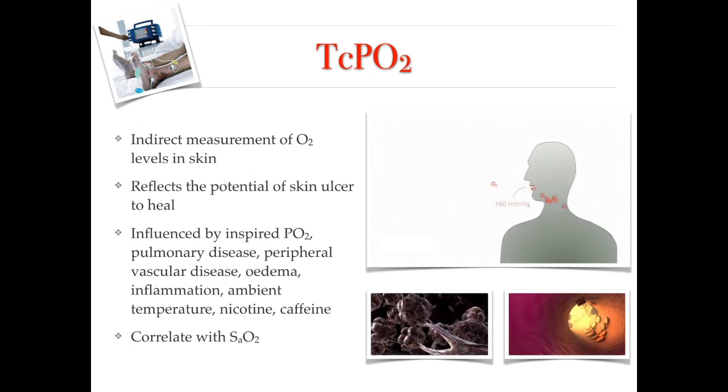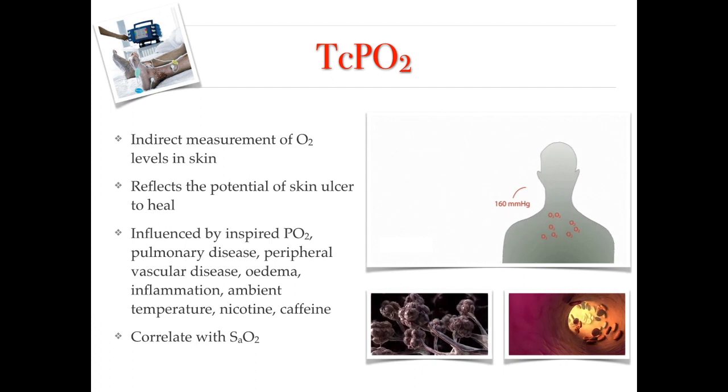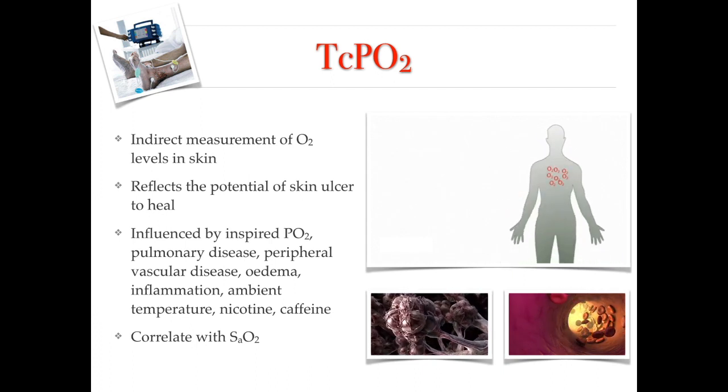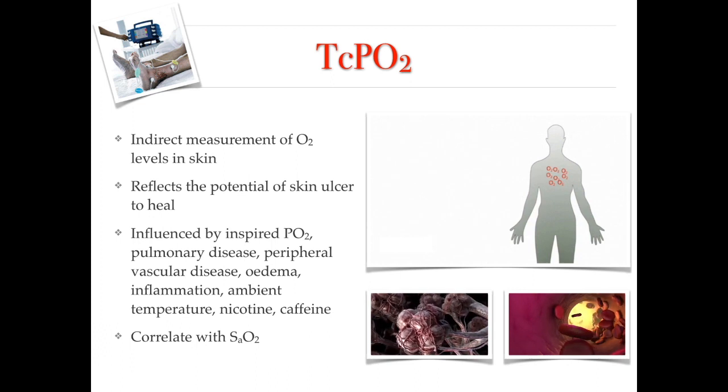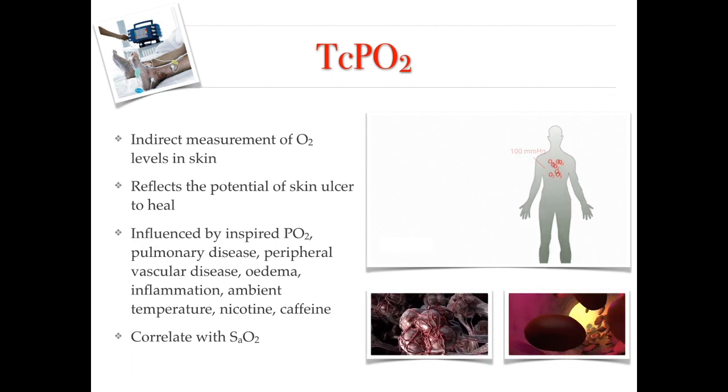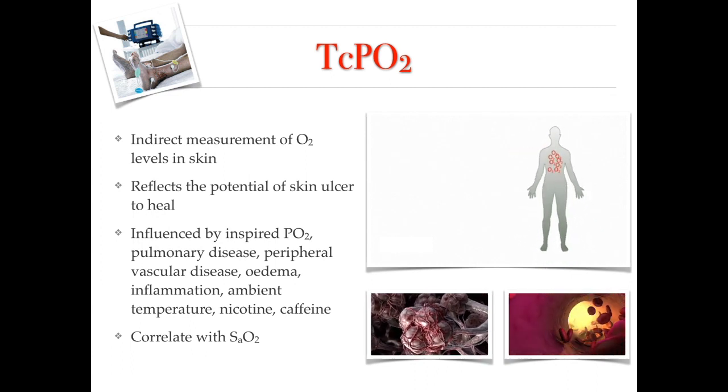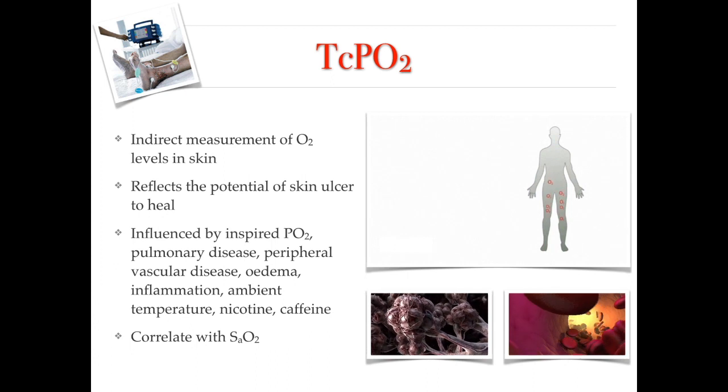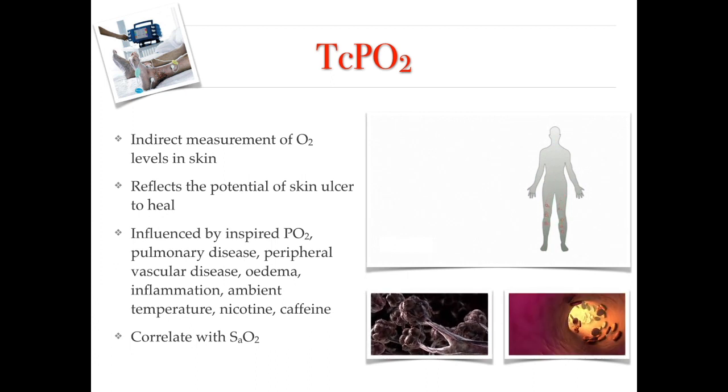The partial pressure of oxygen in air is 160 millimeters of mercury. This is diluted in the lungs with water vapor and carbon dioxide, so that if we were to measure the oxygen partial pressure in the arterial blood, it would be approximately 100 millimeters of mercury. Oxygen is then carried via the vasculature to the tissues, where it is possible to measure its diffusion through the skin using a heated electrode to 44 or 45 degrees centigrade.